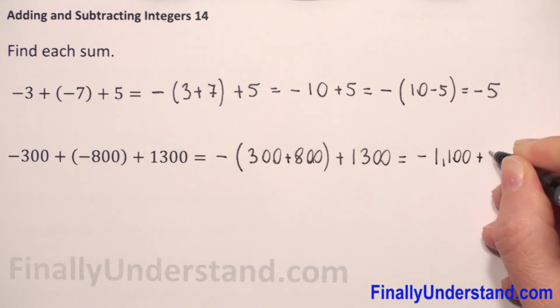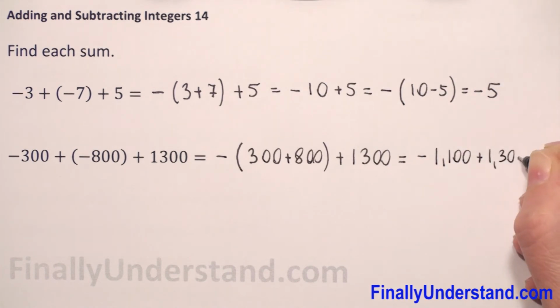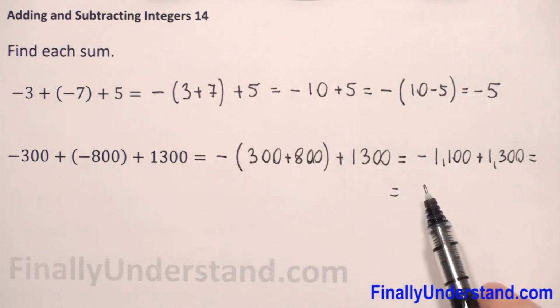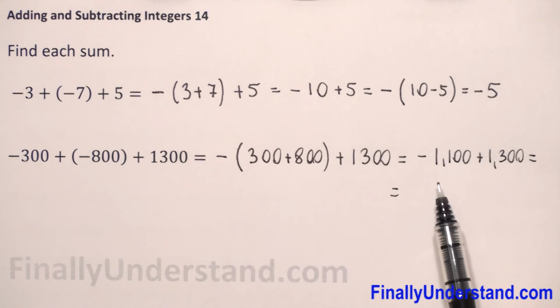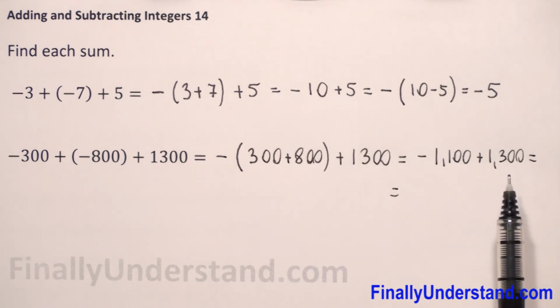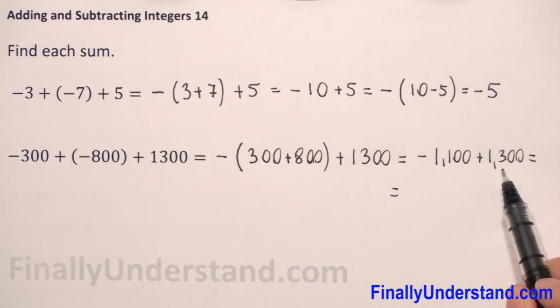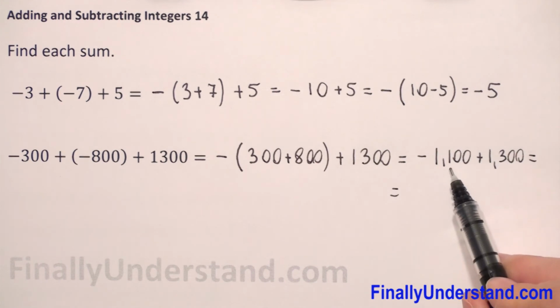1100 plus we have 1300. So this is equal. Now we have to add integers with different sign. First is negative, second is positive. First we check which of these two numbers is greater. 1300 is greater than 1100.